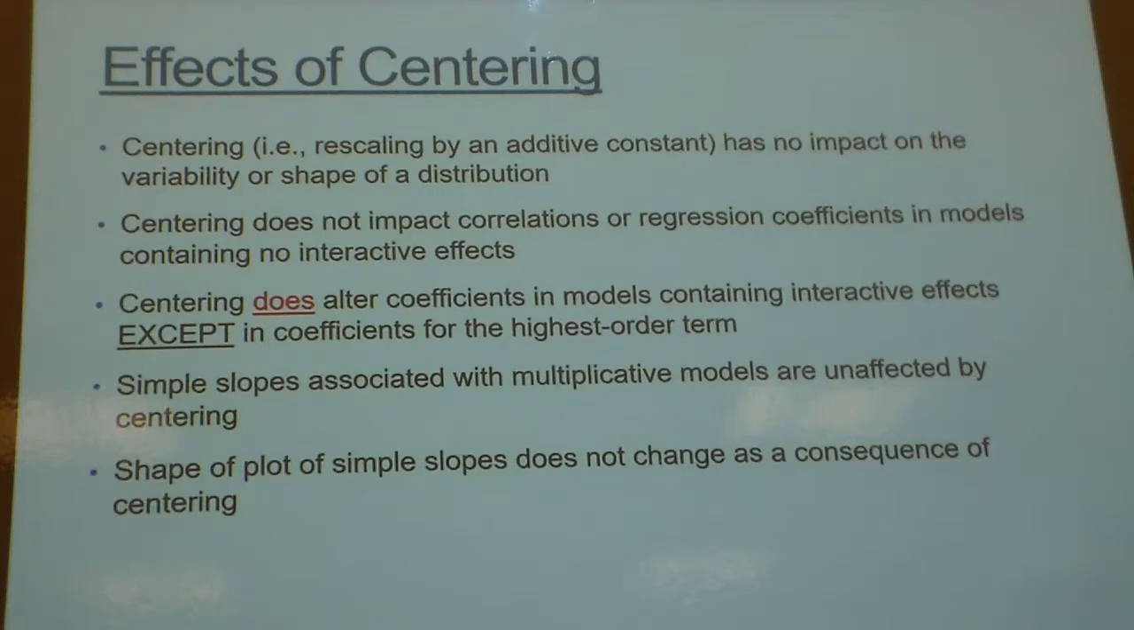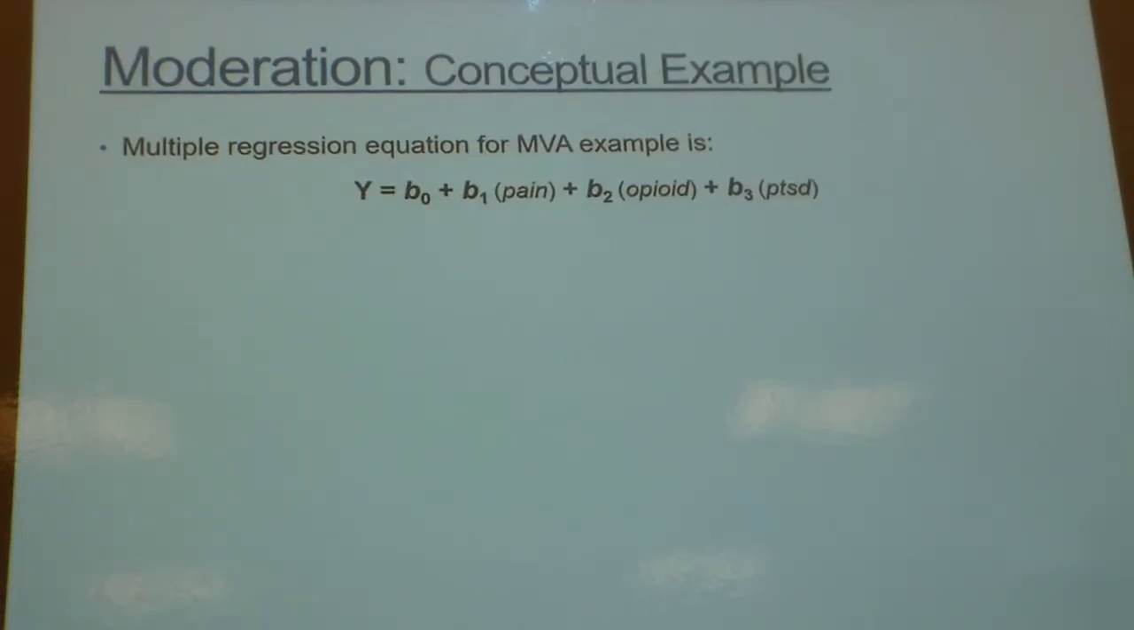So centering will alter your regression coefficients, except for the highest order term. This is important. This is a good way to check to make sure that what you've done is consistent, that you've done things right. If the interaction terms for the highest order interactions start changing around across models, you've got a problem somewhere. Okay. Simple slopes for multiplicative effects, we'll talk about those, are not affected, and the shape of the simple slopes isn't going to change as a consequence of centering. All of that stuff is going to remain the same. We'll talk about what some of these things are when we start to run through our models here.